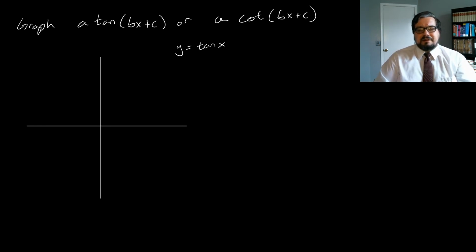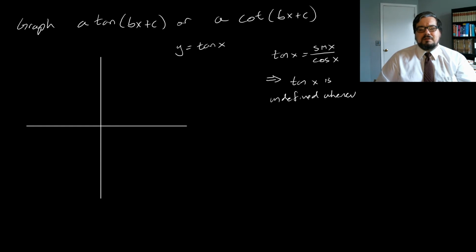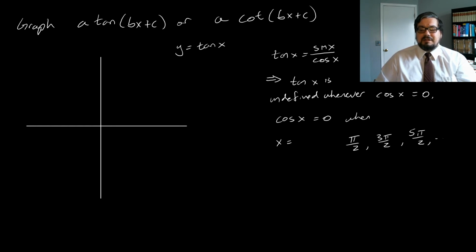The thing to remember here is that tangent x is equal to sine x over cosine x, which means that tangent of x is undefined whenever cosine of x equals 0. So we know that cosine of x equals 0 when x equals, well, it certainly happens when x equals pi over 2, then 3 pi over 2, and 5 pi over 2, etc., but also negative pi over 2, negative 3 pi over 2, etc.